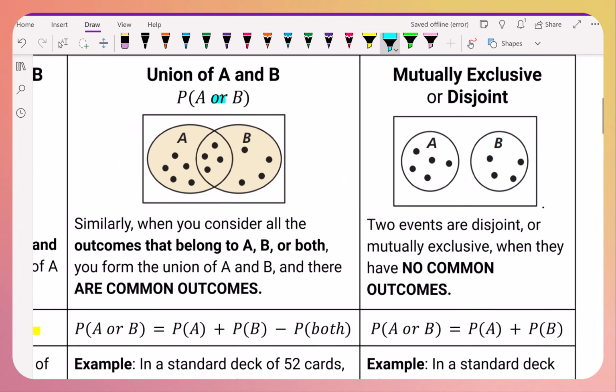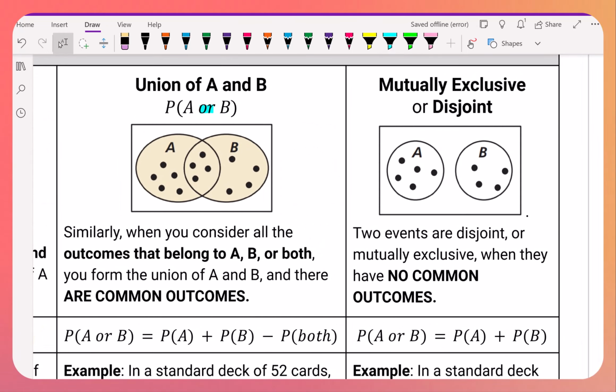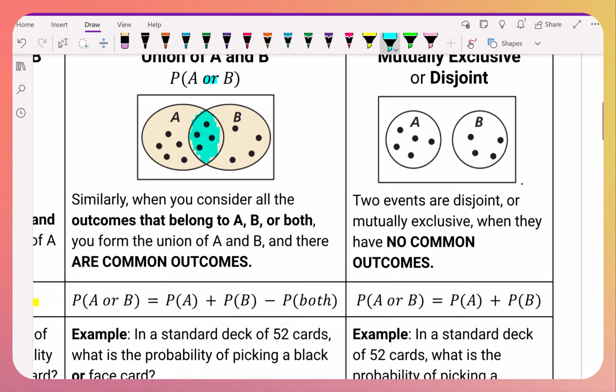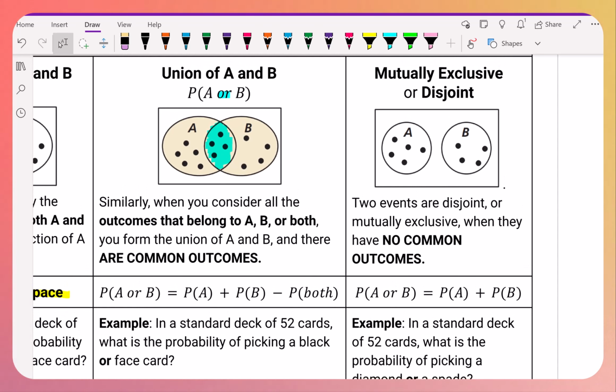Now, the big difference between the one in the middle, which is the union, and the mutually exclusive is that sometimes you have shared parts and sometimes you don't. So in a mutually exclusive event, you don't have anything that is in common. So what you would do is you would modify your formula slightly.